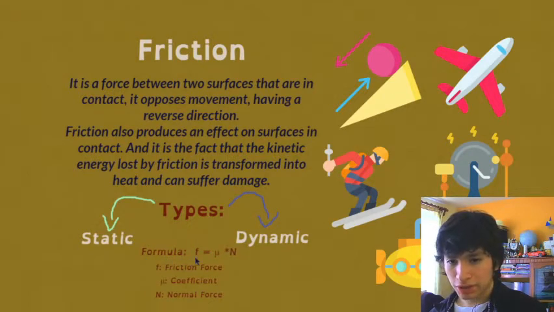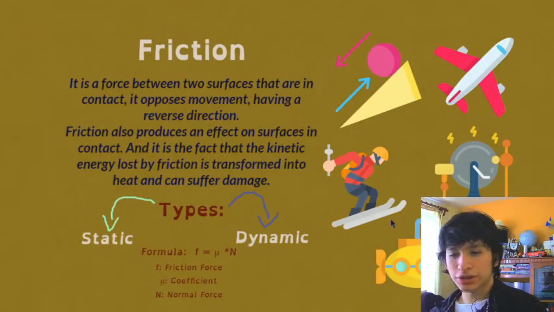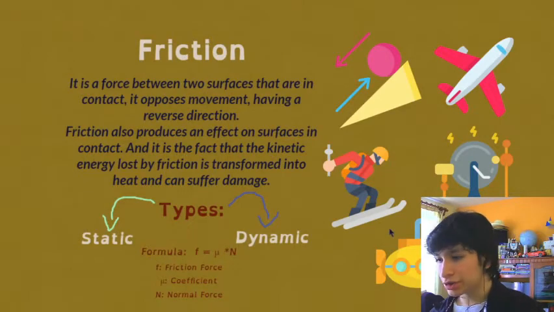The formula is defined as friction equals coefficient of friction multiplied by normal force. And every day we can see this force in car wheels, a plane in the air, a submarine in the ocean, among others.